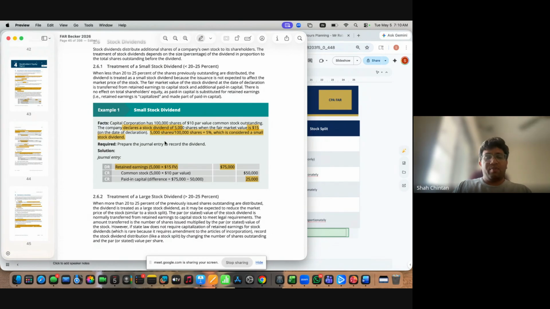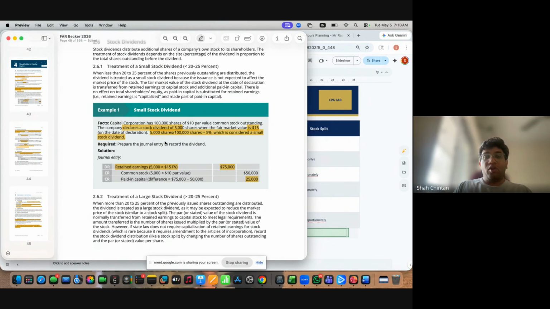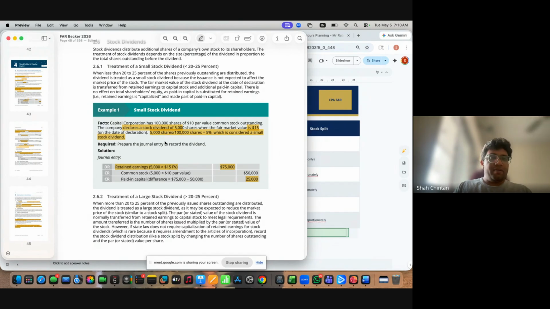Tell me first, what is retained earnings? Net income and accumulated net income. Net income is a P&L item, net income for the period. When you say retained earnings, it's accumulated net income over the years. Now if I have to give someone a dividend, I will give it out of what I have earned. So what is your earnings over the years? It's retained earnings. So you debit the retained earnings.